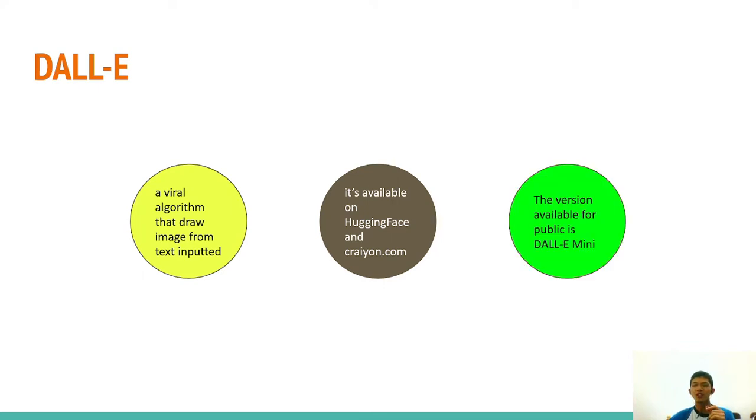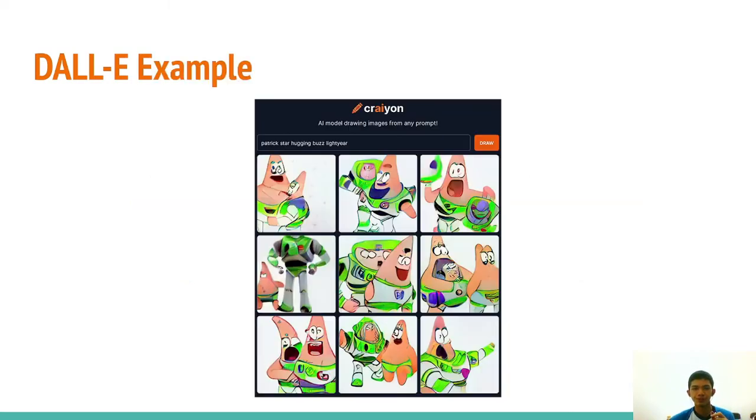The version available for the public is DALL-E Mini. There are so many versions of it, like DALL-E 1, DALL-E 2, and DALL-E Mini. What's available for the public, on craiyon.com or Hugging Face, is the mini version. And as its name, it's still mini and doesn't really do much.